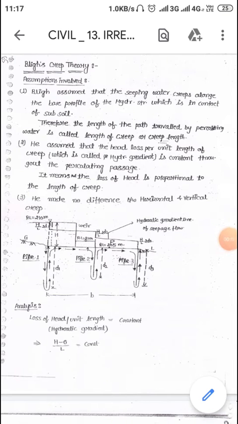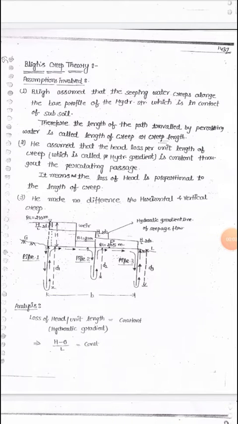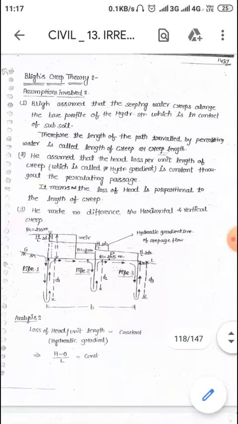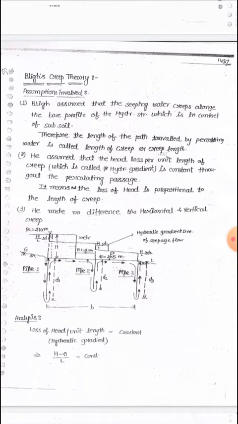Hello everyone. In the series of water resource engineering, I am going to discuss creep theory. There are three theories for the creep analysis. First one is Bligh theory, second, Lane's theory, and third, Khosla or independent variable theory. Now first, I am going to discuss Bligh theory.